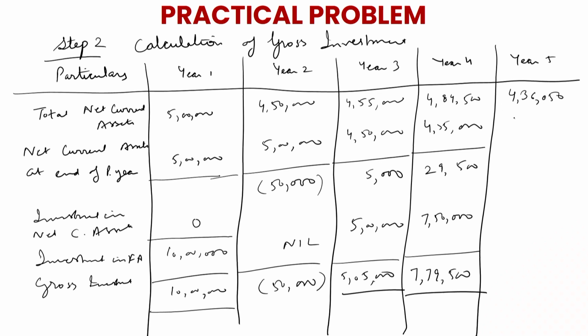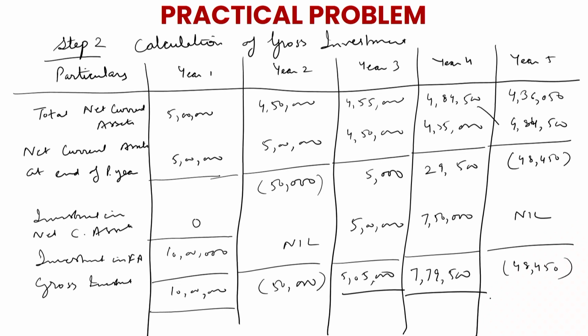Year 5, we have 4,36,050, which is to be compared with 4,84,500 of the past year. So it is again a negative figure of 48,450. No investment is made in the fixed assets. So our inflow or outflow, or investment in the assets, would be in the negative term. It is 48,450.